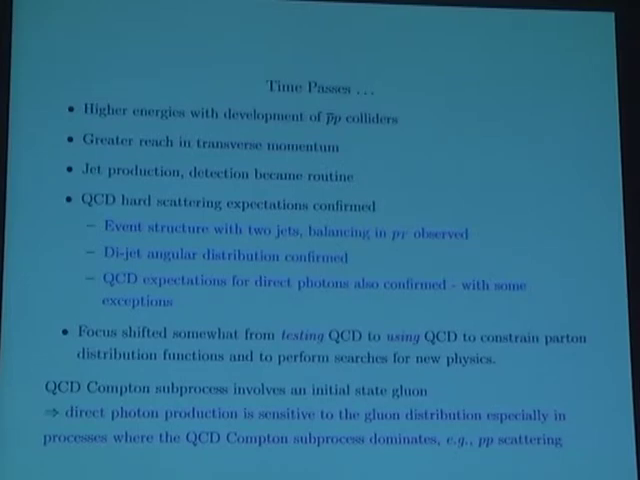So the focus shifted from testing QCD to using QCD as we do today, and as Wookie mentioned in his talk this morning, the QCD Compton process involves an initial state gluon, so there was a lot of effort put into direct photons because it was felt that this would be a reliable probe of the gluon distribution, particularly in proton-proton scattering where that process would dominate.